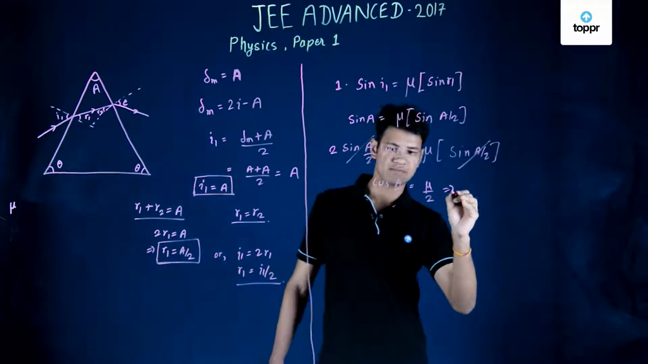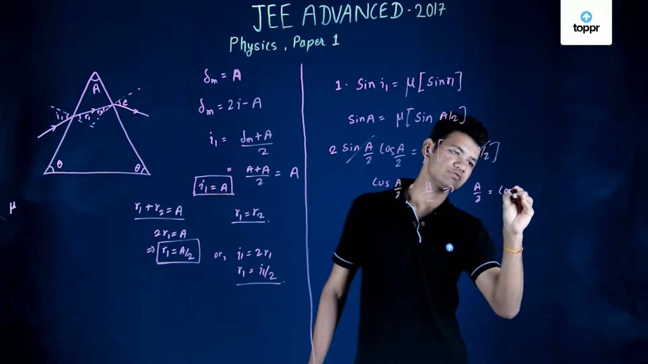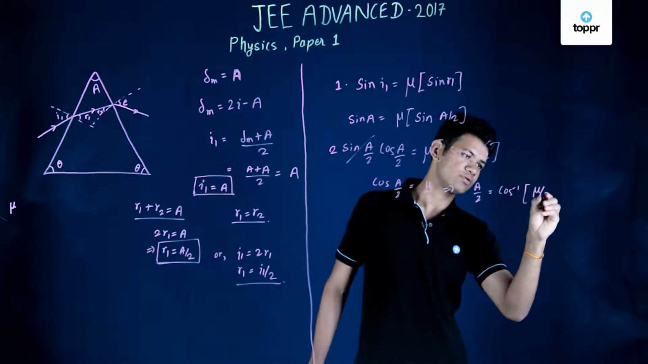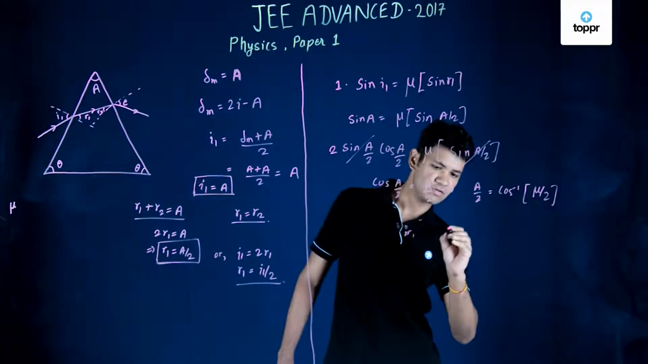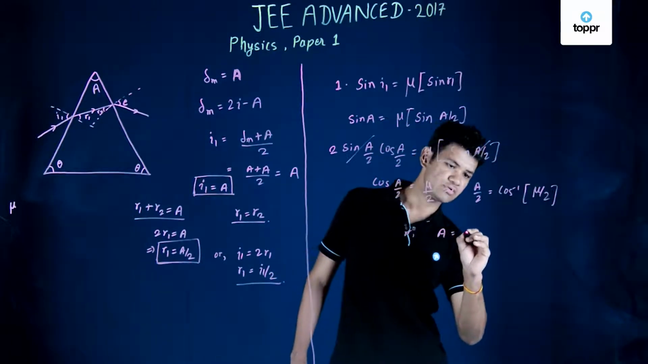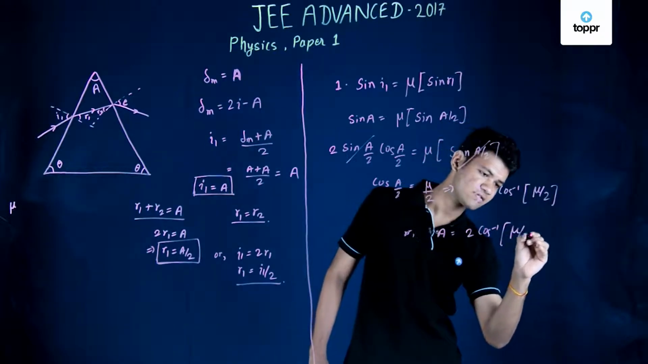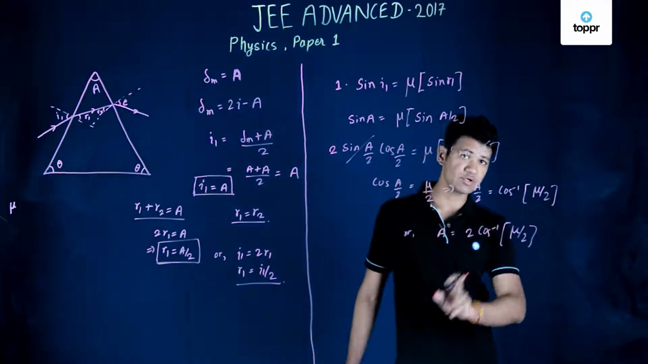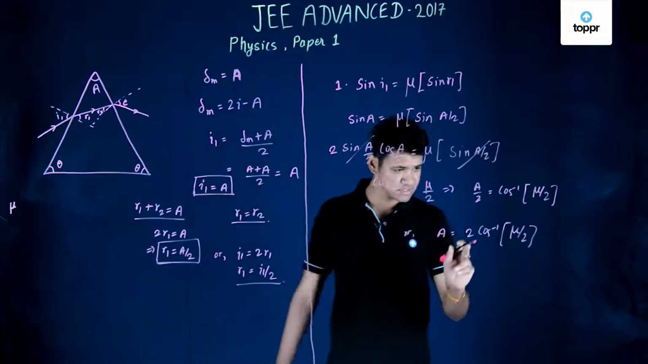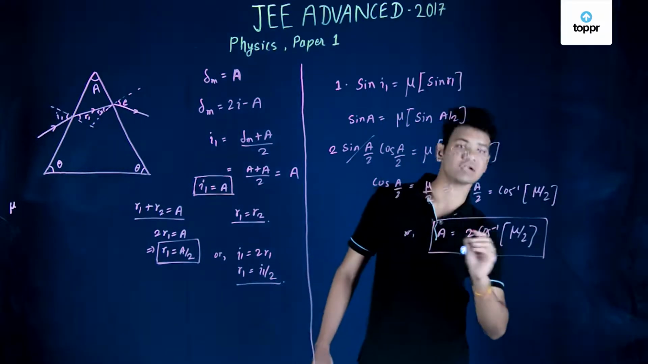Which gives us A by 2 is equal to cos inverse of mu by 2, which in turn gives us the relation A is equal to 2 times cos inverse mu by 2. So we see here the option doesn't really match, because in the option it is given as half of cos inverse mu by 2 and the actual relation is 2 times cos inverse mu by 2. So option B is incorrect.